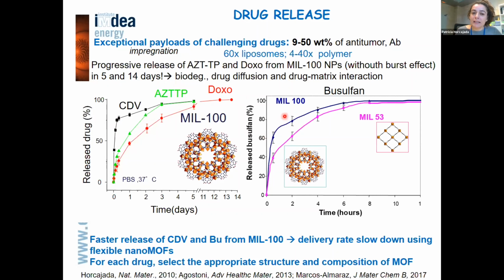an hour. And in this case, we can slow down the release and better control this progressive delivery by modifying either the structure. In this case, for example, this was the delivery of MIL-100. However, if we use another material, also an iron carboxylate, but with a different structure, in this case a flexible porosity in which the pore size can adapt to the adsorbate, to the drug, reducing the diffusion through the pore and better controlling the delivery.